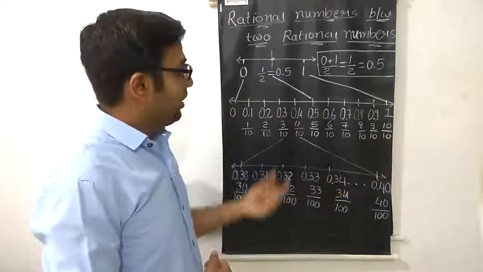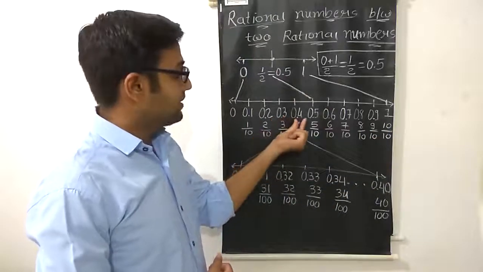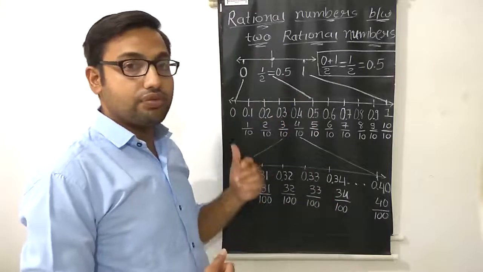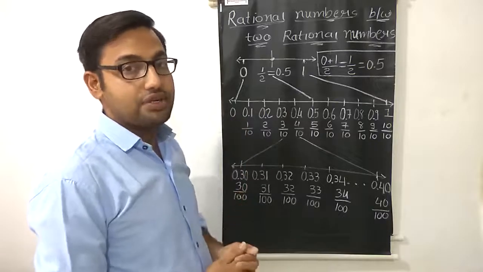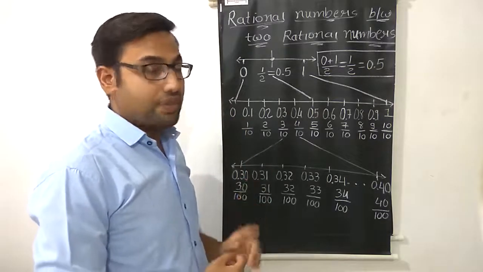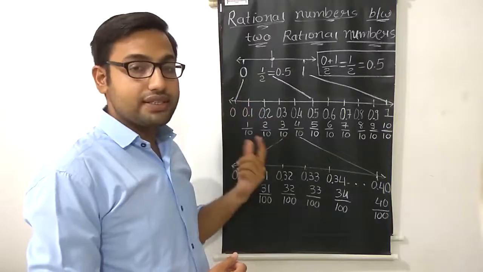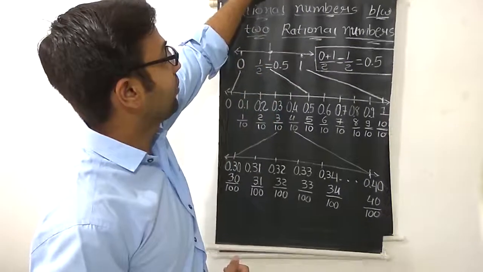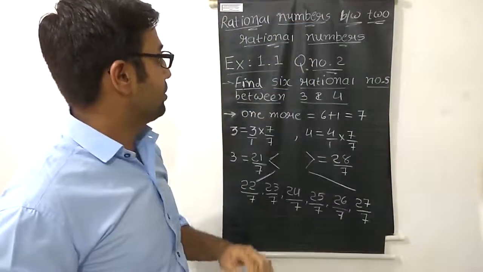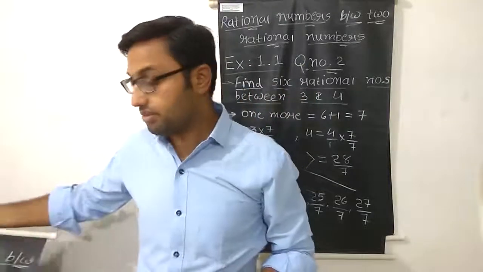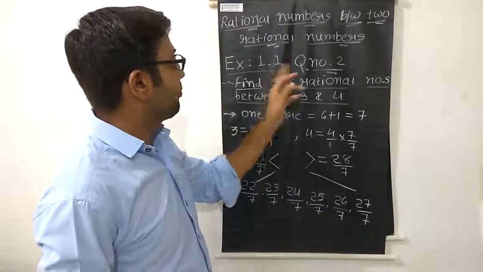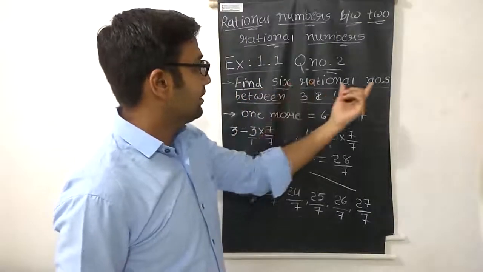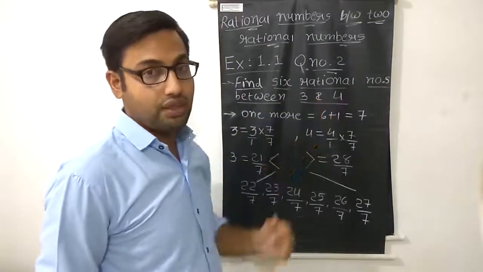10 numbers. Again, in between 0.3 and 0.3, 10 numbers, right? So in this way we can find infinitely many numbers between two rational numbers. So today, we continue with this part. We will discuss two questions of exercise 1.1. First, question number 2 of exercise 1.1. The question is, find 6 rational numbers between 3 and 4, right?